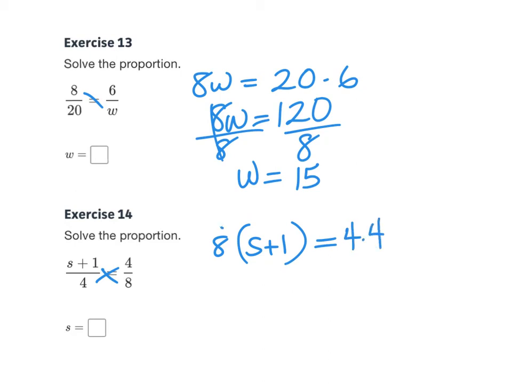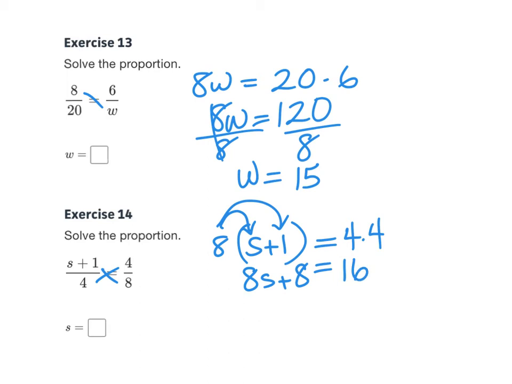So I'm going to distribute this out, which means 8 is going to be multiplied by s, so I'm going to have 8s, and then 8 is going to be multiplied by 1, so I'm going to have plus 8 equals 16. All right, now I have this two-step equation.